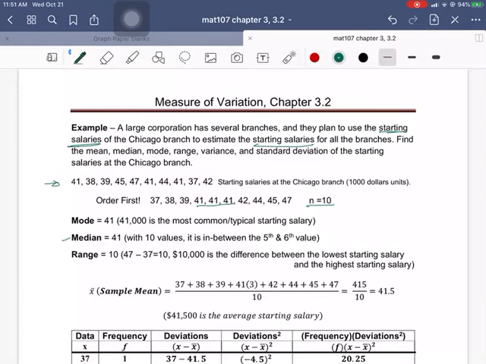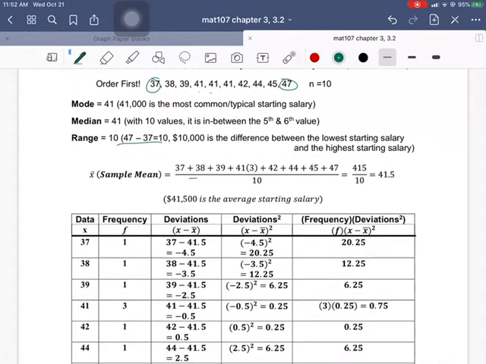The median value, the center value, is between, because it's an even number, between the fifth and the sixth value. So 1, 2, 3, 4, 5. 1, 2, 3, 4, 5. So it's in here somewhere, so it's definitely 41. Then the range, we have the minimum and the maximum. So max minus min is 10. 10,000 is the difference between the lowest starting salary and the highest starting salary.